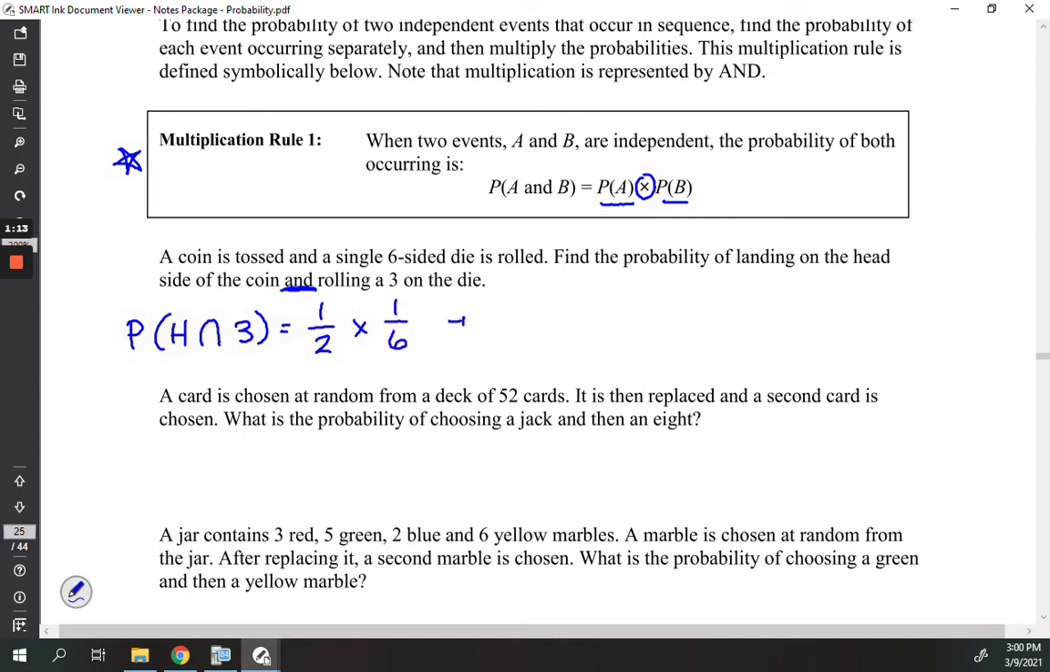And then you're going to multiply. When you multiply fractions, you multiply top, you multiply bottom. So 1 times 1 is 1, 2 times 6 is 12. That means you have a probability of 1 out of 12.